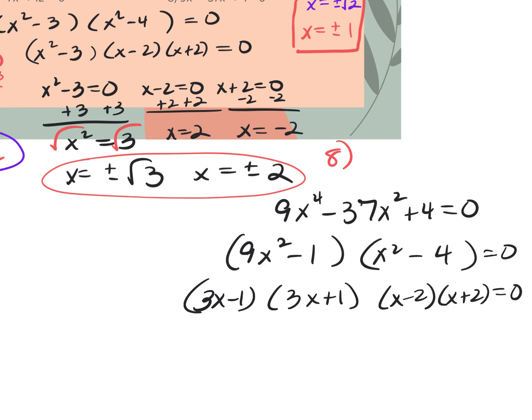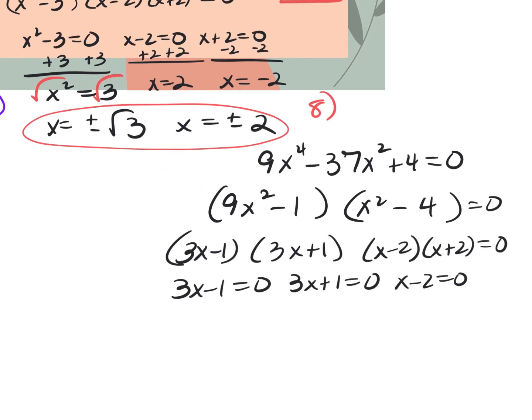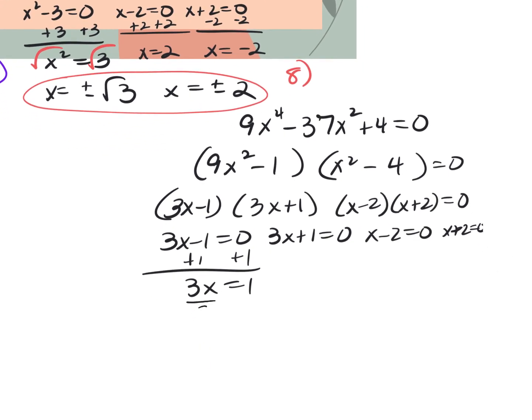Set all 4 factors equal to 0. 3x minus 1 equals 0. 3x plus 1 equals 0. x minus 2 equals 0. And x plus 2 equals 0. So add 1. 3x equals 1. Divide by 3. x equals 1/3.